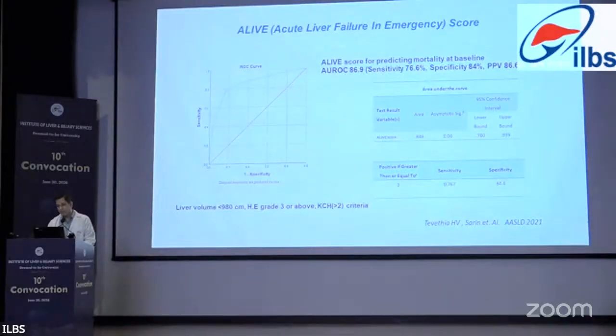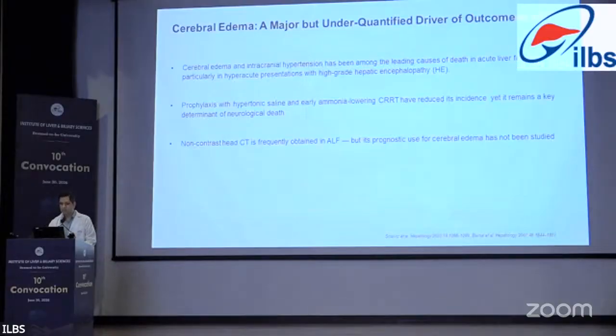But as we know, for cerebral edema, till now, we have not looked at the CT imaging. We have looked at the optic nerve sheath diameter, we have looked at pulse rate, we have looked at the hepatic encephalopathy, but we probably have not looked at the most direct evidence we have of cerebral edema, which is the imaging. So it is an under-quantified driver. We all understand that it is one of the leading causes of death in acute liver failure. And there are now very good data, especially even from our center, showing CRRT is a very important tool for ammonia lowering. But we still do not look at cerebral edema from the most direct source that we do every day, which is CT-based imaging.